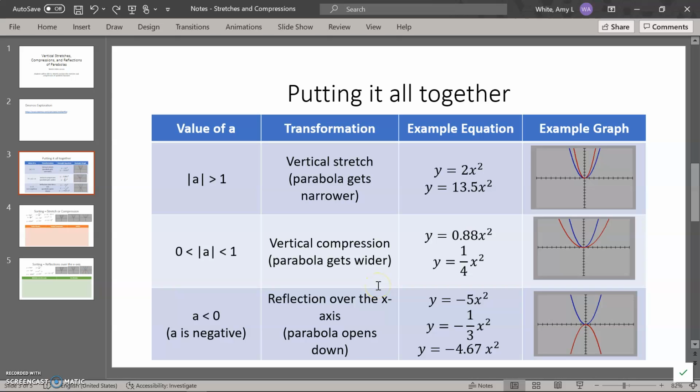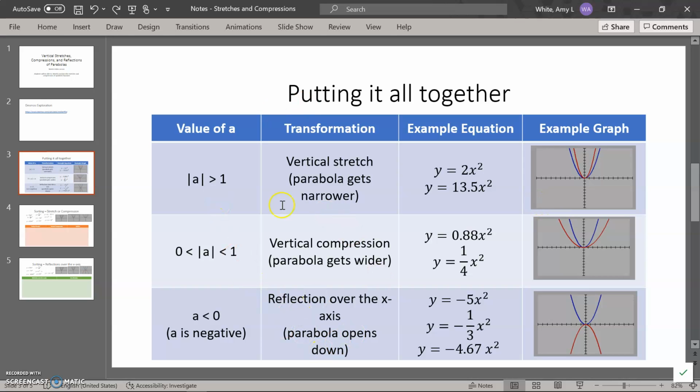First off, these are kind of our notes that we have, so you could pause on this section and record this in your notebook. So we see some examples where A is more than 1, right? So we have 2 or 13.5, and you see that our red graph has gotten a little bit narrower, and we call that a vertical stretch. We could have where A is between 0 and 1, and you notice I represented it in a couple ways. We could write it as a decimal, we could write it as a fraction, and our graph is going to get a little bit wider. We call that a vertical compression.